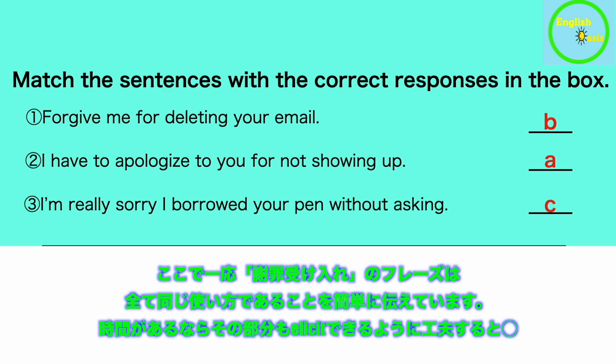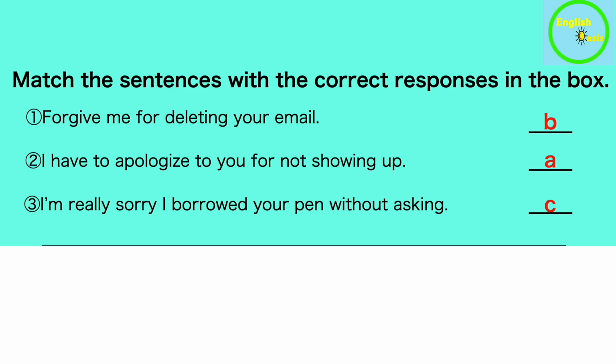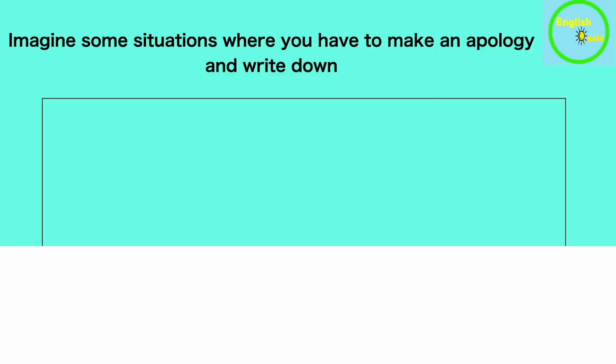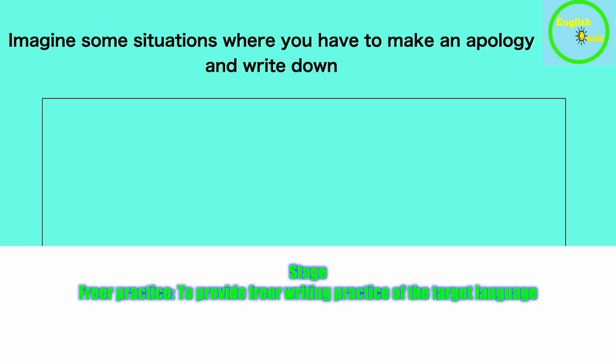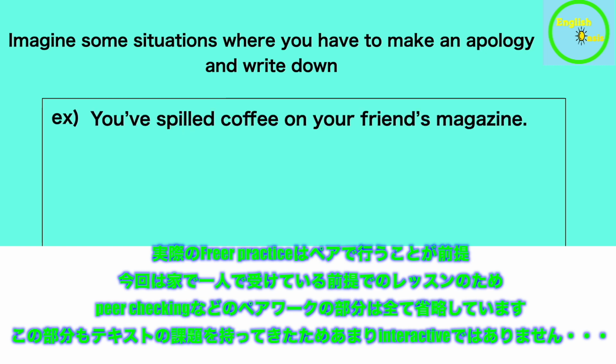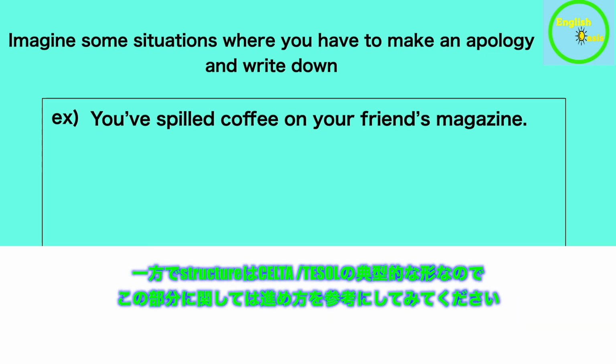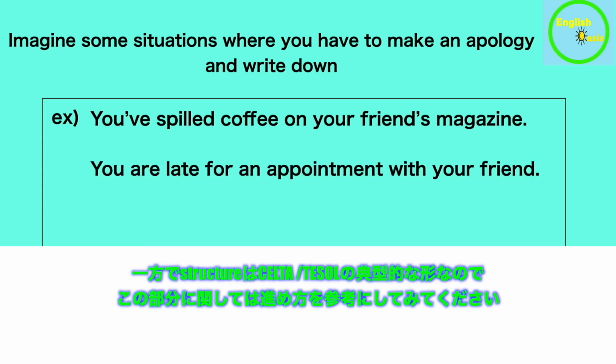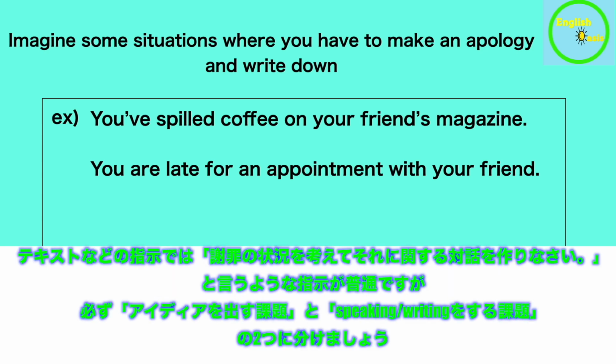Okay, so next, let's practice using these sentences. Before using them, let's imagine some situations where you have to make an apology and write down. For example, you've spilled coffee on your friend's magazine, so you have to make an apology. Or you are late for an appointment with your friend. You also have to make an apology. So, now please write down as many situations as you can.